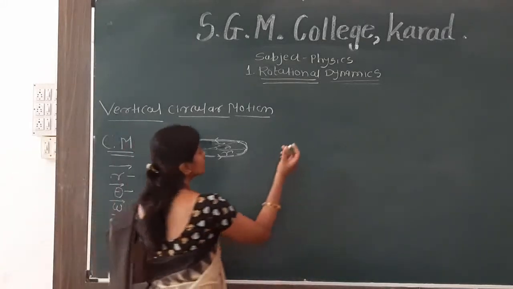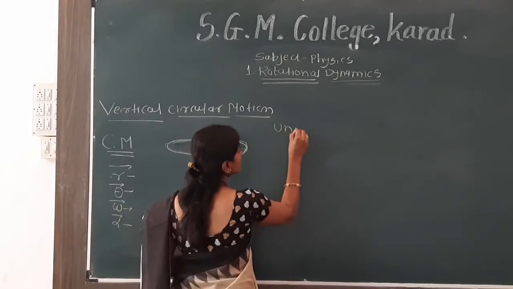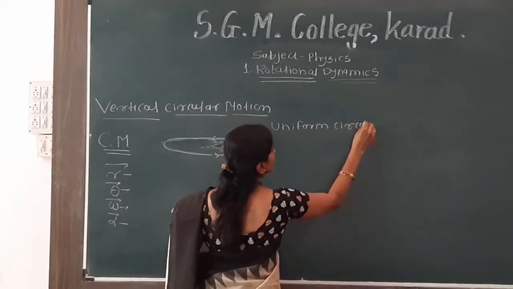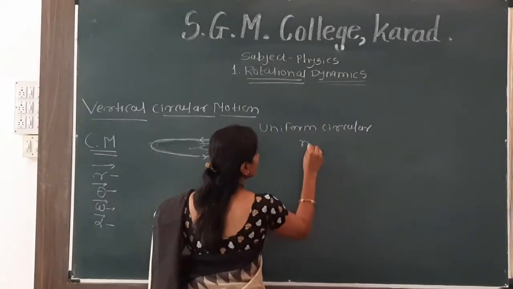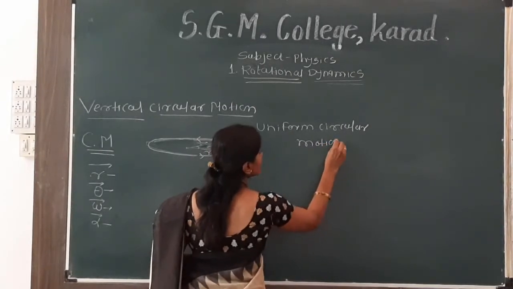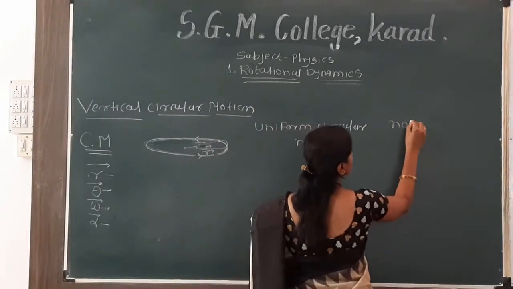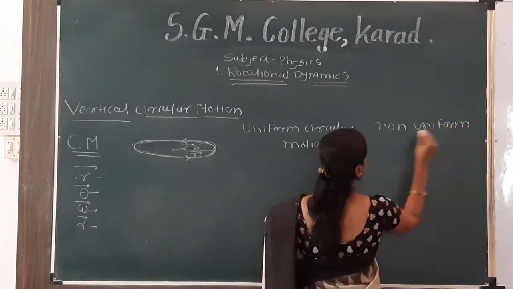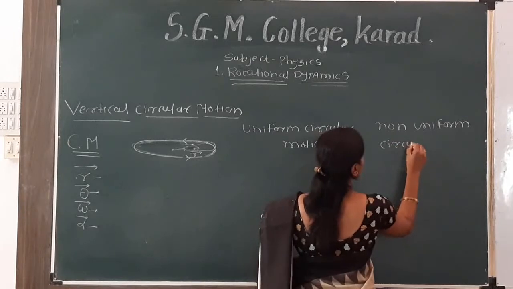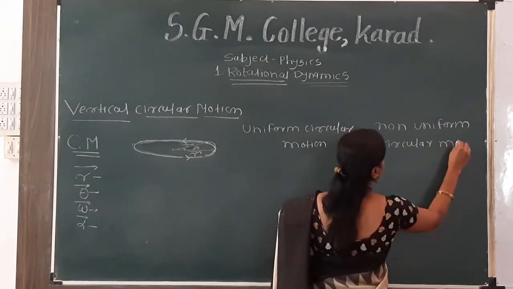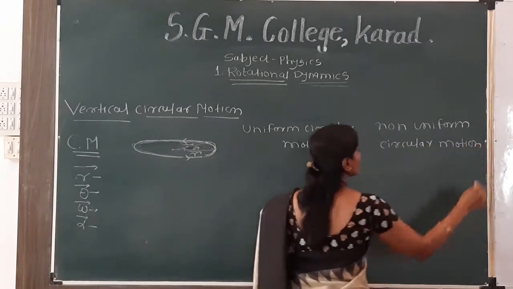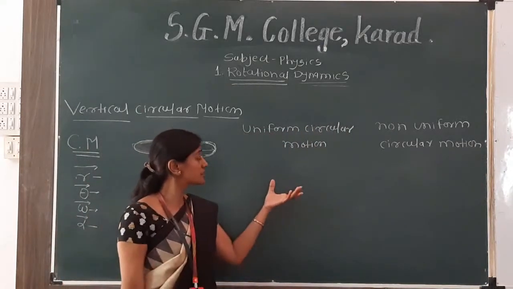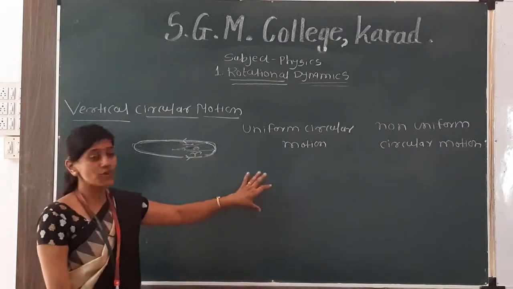Again we have to see the types of circular motion. The circular motion is divided into two types. First is the uniform circular motion, and the second one is the non-uniform circular motion. There is a basic difference between uniform circular motion and non-uniform circular motion.